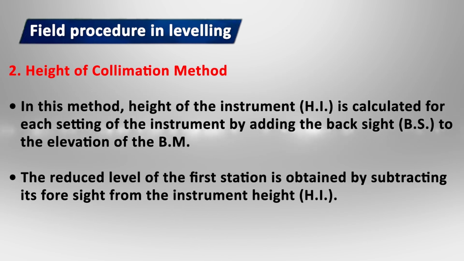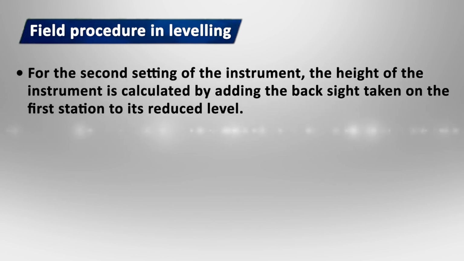Next method is the height of collimation method. In this method, the height of instrument, HI, is calculated for each setting of the instrument by adding the backsight to the elevation of the benchmark. The reduced level of the first station is obtained by subtracting its foresight from the instrument height. For the second setting of the instrument, the height of the instrument is calculated by adding the backsight taken on the first station to its reduced level. The reduced level of the last point is obtained by subtracting the foresight of the last point from the height of the instrument at the last setting. If an intermediate sight is observed to an intermediate station, its reduced level is obtained by subtracting its foresight from the height of the instrument for its setting.